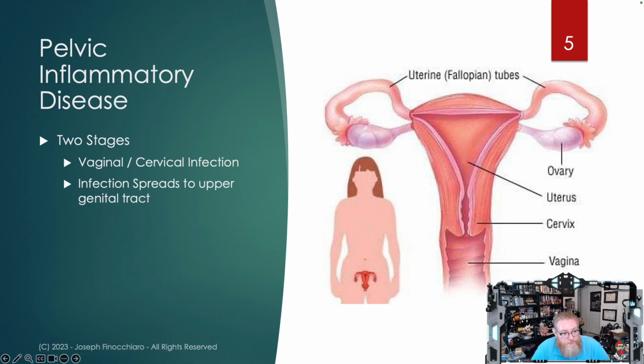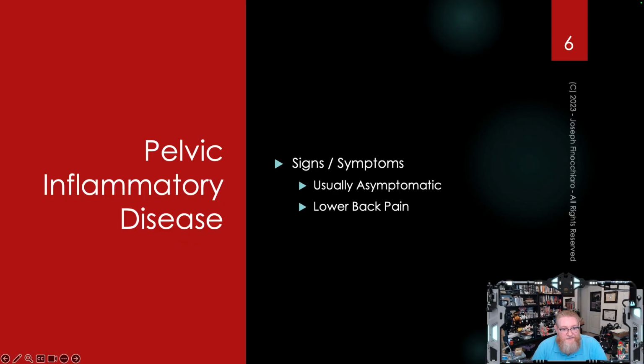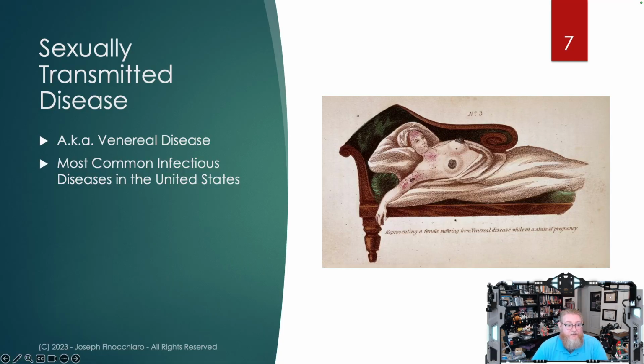There are two stages to pelvic inflammatory disease. You have vaginal and cervical infection, and finally, the infection spreads to the upper genital tract. Signs and symptoms of PID are usually lower back pain, although it is also asymptomatic. You might not even know that you have it.